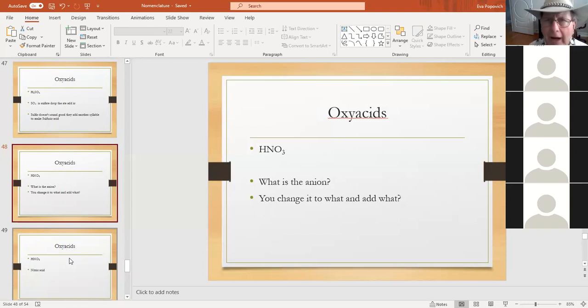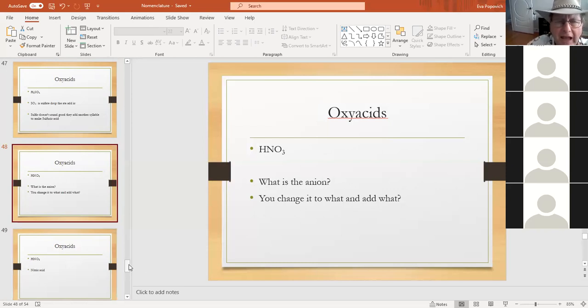If I have H C2H3O2, C2H3O2 is acetate. So we drop the ATE and add IC: acetic acid. Are we good with this? H3PO4, you have to add another syllable. That becomes phosphoric acid.